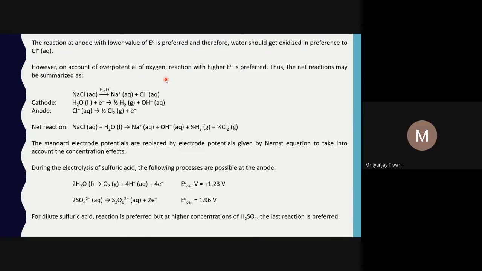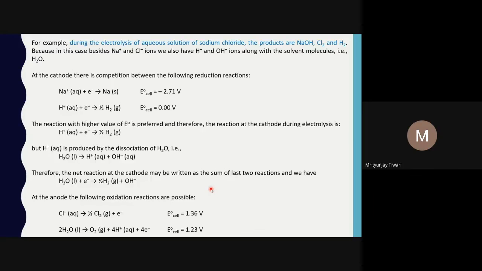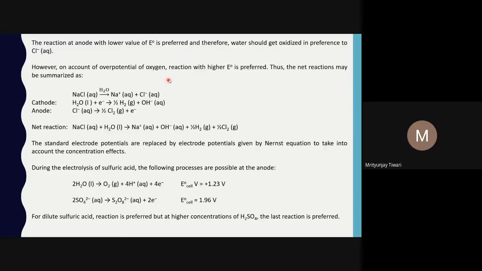a certain barrier, a high barrier. So this reaction will be slow and it requires a certain overpotential, and whatever amount of overpotential you provide is more than this difference, and so this reaction will be taking place first. Therefore, the net reaction may be summarized here as follows.